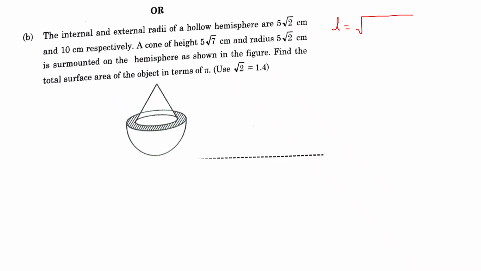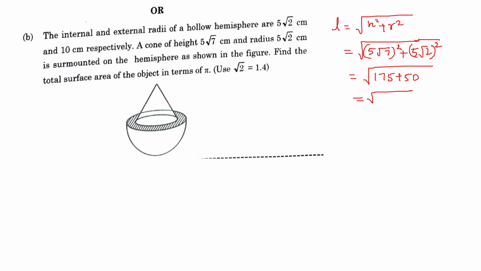So L will be root of h square plus r square. H square is 5 root 7 whole square plus 5 root 2 whole square. So from here if you solve, 5 root 7 whole square is 175 plus 50. You will get root of 225, which is equal to 15 centimeter.